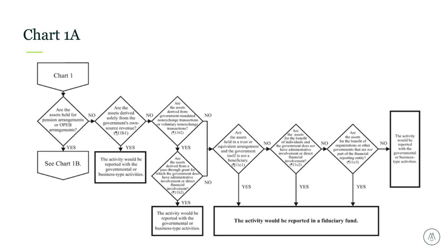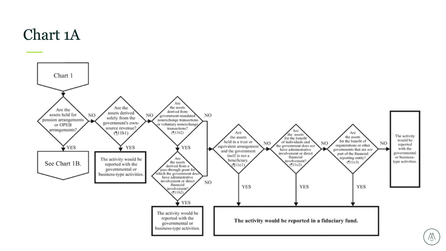The next chart we're going to walk through is Chart 1A. So this one is designed to assist in evaluating and reporting potential fiduciary activities for assets held by a legally separate entity that do not meet the definition of a component unit as defined by Statement 14. But the government does control the assets. So in this case, they have control over them, and then you have to do some further evaluation to determine how those will be reported.